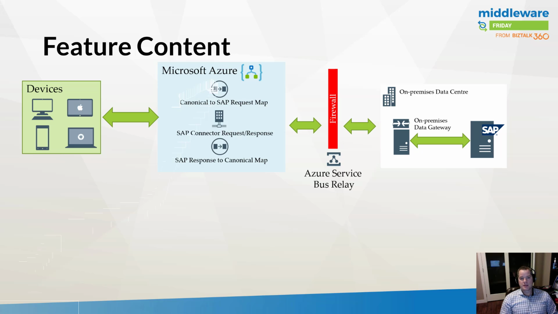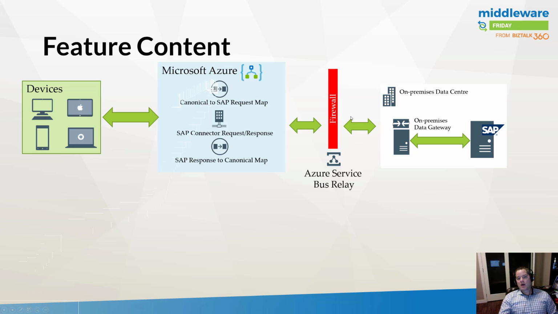Once we've called out to SAP, we'll take that response and we'll run it through another map. This time we'll take the specific SAP response and turn it into our canonical response. And so we'll use a map to do that.